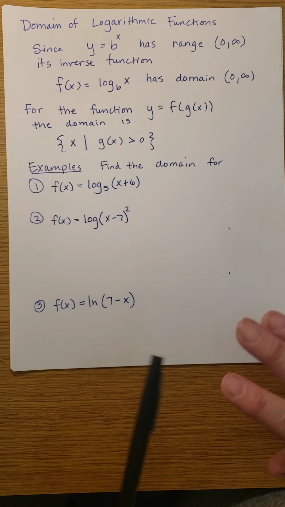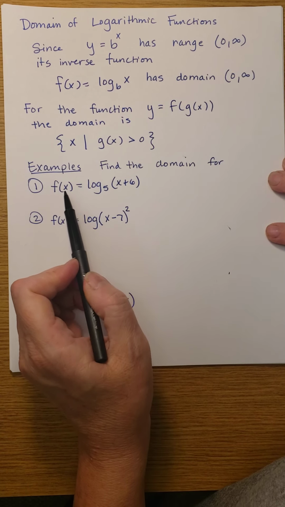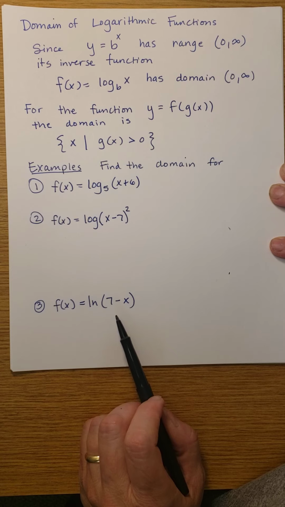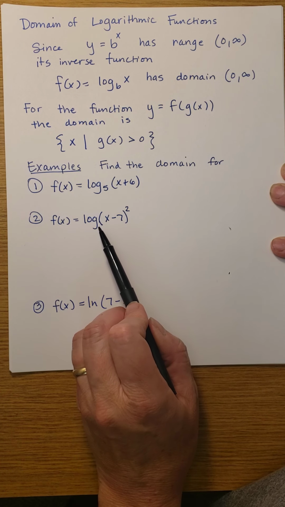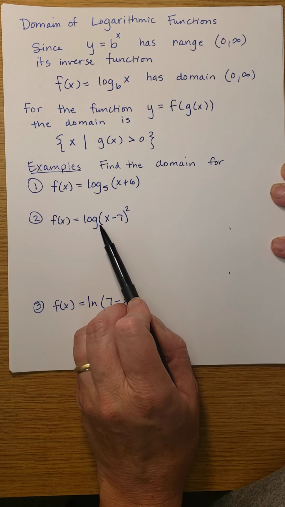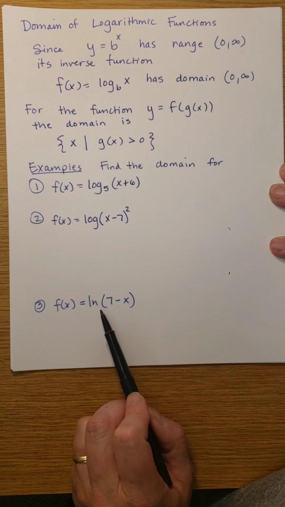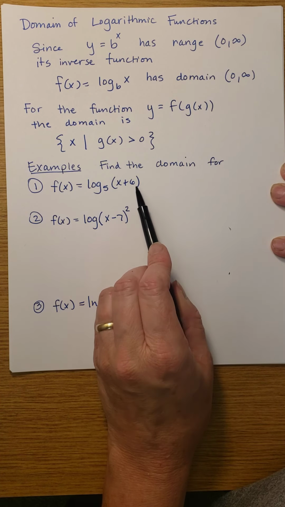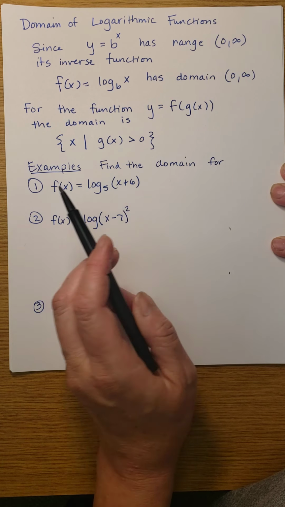So here are some examples. We want to find the domain for these three functions. Each of them are logarithmic functions. This one has base 5. This one is the common log, base 10. And this is the natural log, base e. So in order to find the domain, I'm going to set what's inside the log greater than 0.